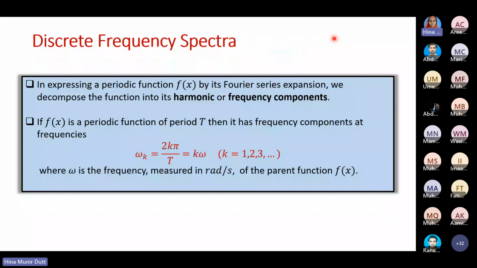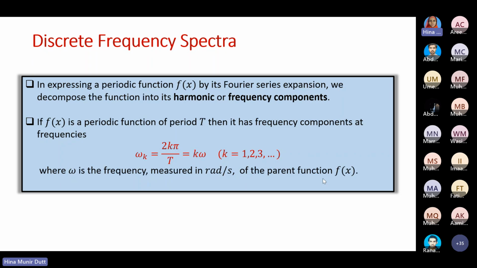So now let's see what is discrete frequency spectra. In expressing a periodic function by its Fourier series expansion, we decompose the function into its harmonic or frequency components. So if f of x is a periodic function of period T, then its frequency components are at frequency omega k equal to 2k pi over T, which is k omega, right? So these are the frequency components, where omega is the frequency measured in radian per second of the parent function.